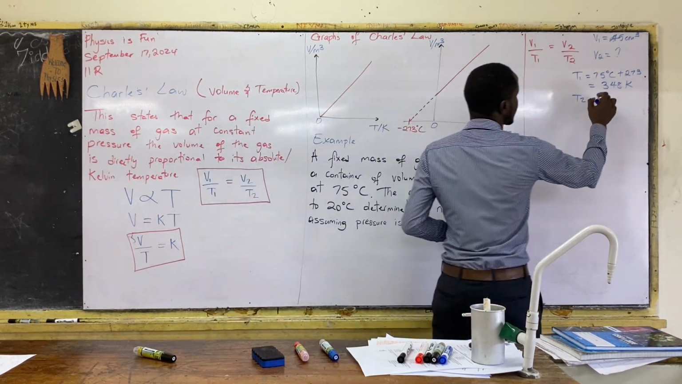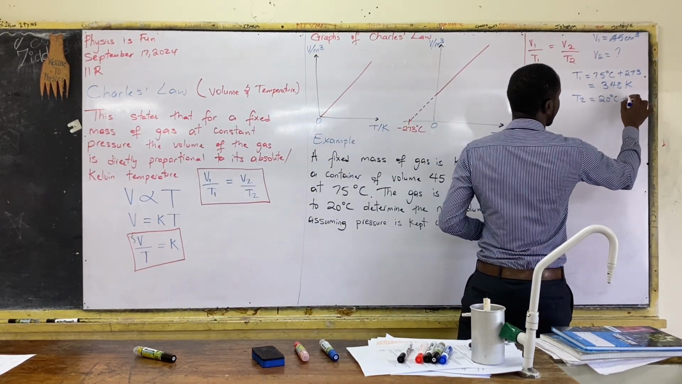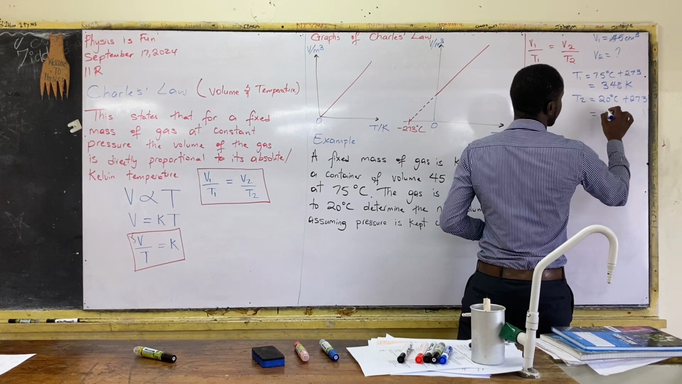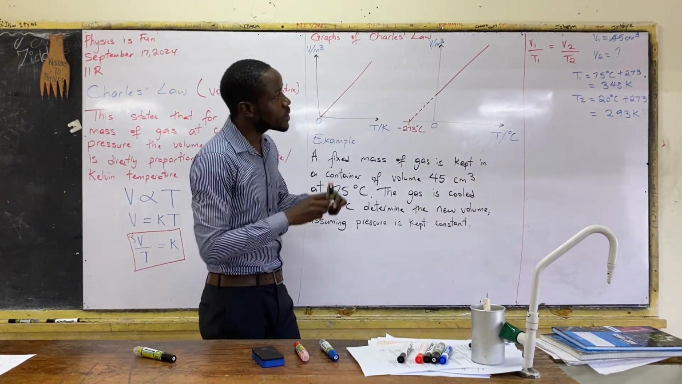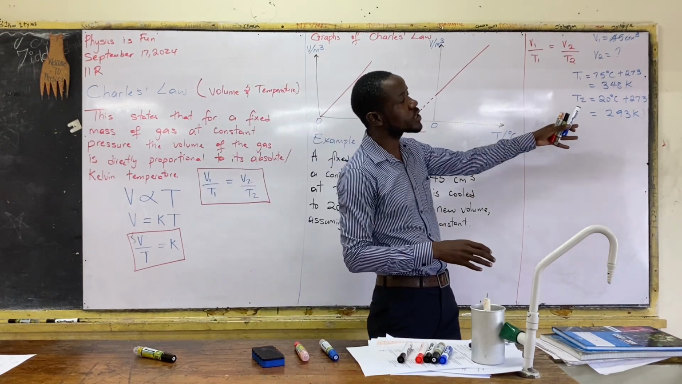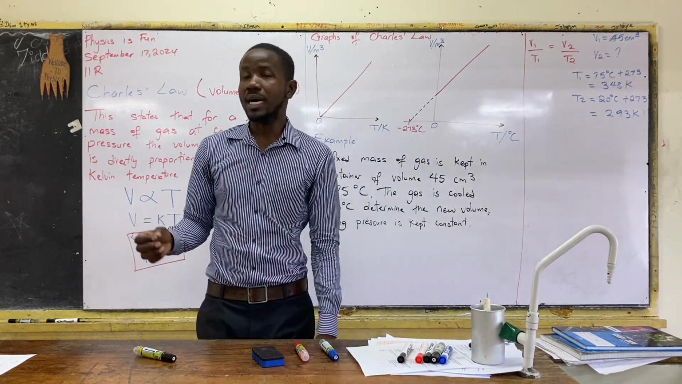And in T2 now, what's T2? 20, right? So we say 20 degrees Celsius and we add 273. That's going to give what? 293, right? So we always want to do that. Right, so we have T1 and T2 in their appropriate units, so then we can now start to calculate.